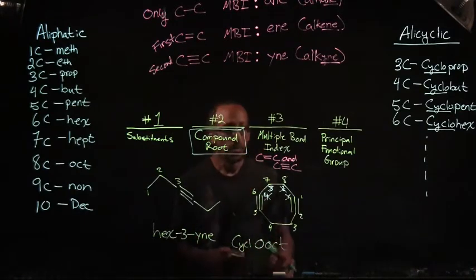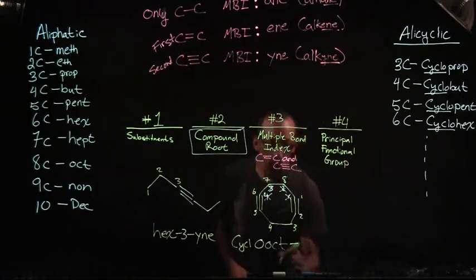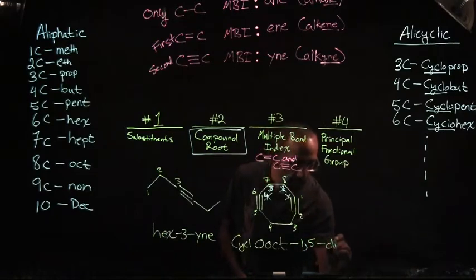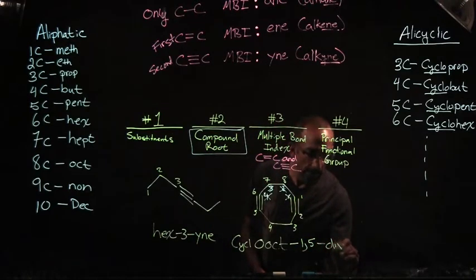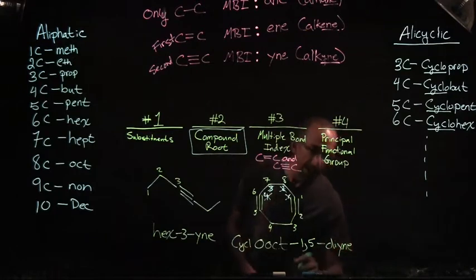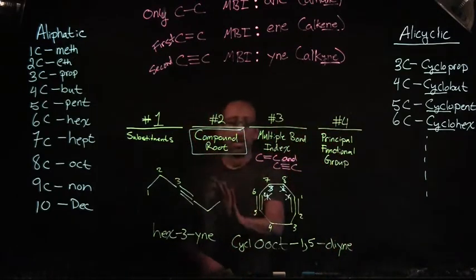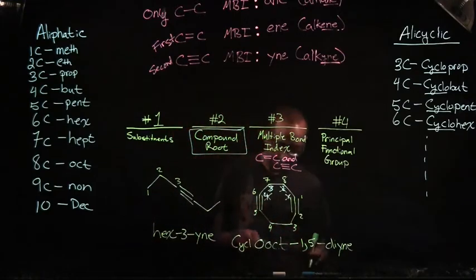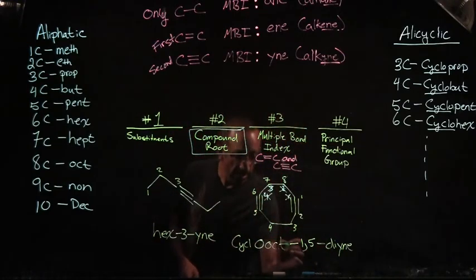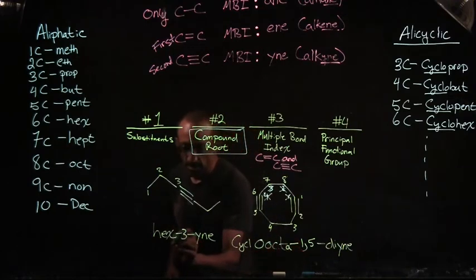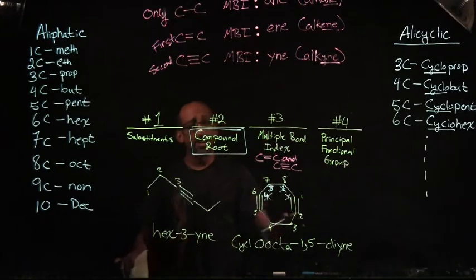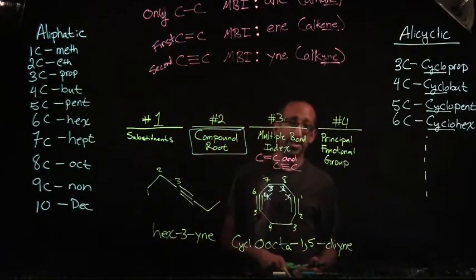And this, our compound root, is now cyclo-oct. We have 2 triple bonds starting at carbon 1 and carbon 5. Di because there are 2 of them, and ine because they're triple bonds. So our compound name here, cyclo-oct 1,5-diine. Excuse me, cyclo-octa 1,5-diine. Okay, so that takes care of our multiple bond index.